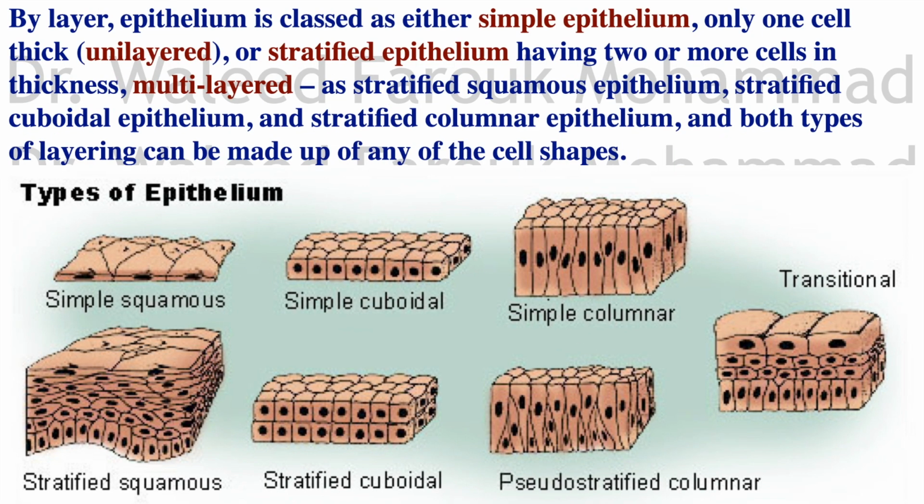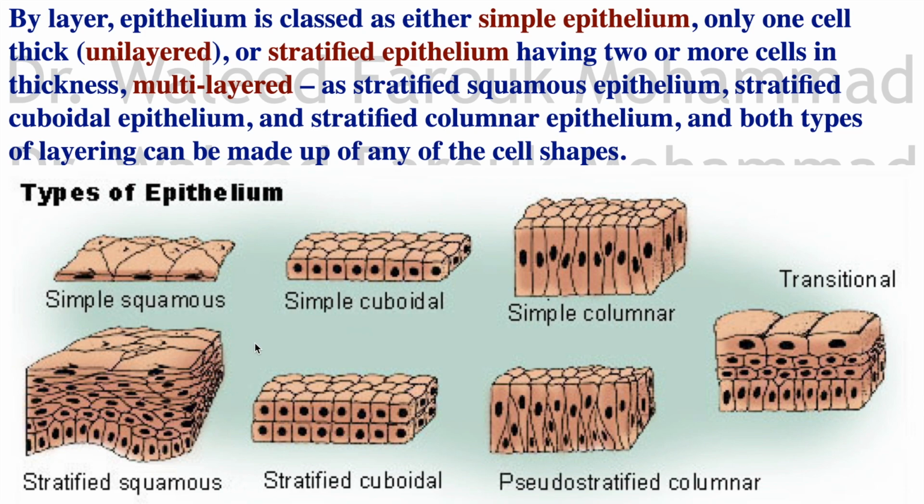If you classify it by means of the layers, meaning whether the cells reach the basement membrane, you can classify them into unilayered, or simple epithelium, and stratified epithelium, which is multi-layered epithelium. Multi-layered means that there are cells that don't reach the basement membrane, like you see here, for example, and here, and here. There is stratified squamous, stratified cuboidal, and stratified columnar epithelium, and the unilayered simple squamous, cuboidal, and columnar also. Both types can be made up of any of the cell shapes.